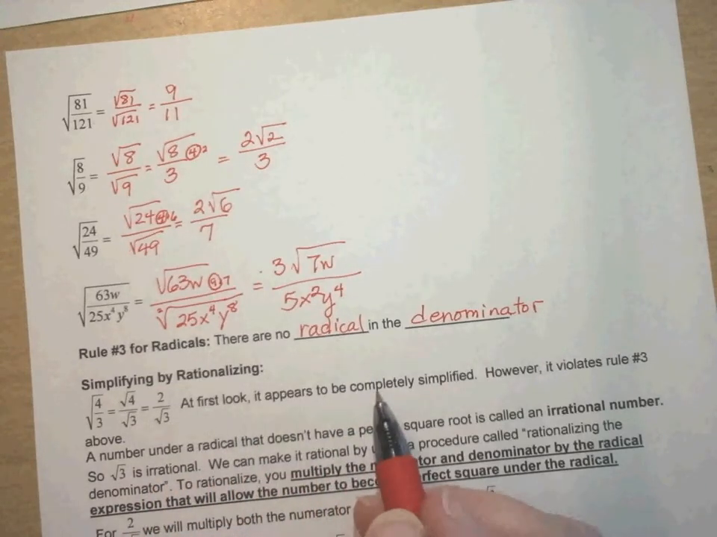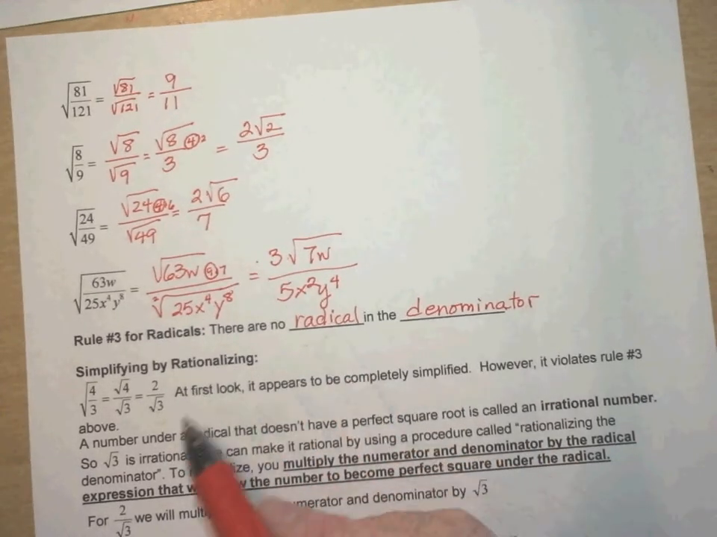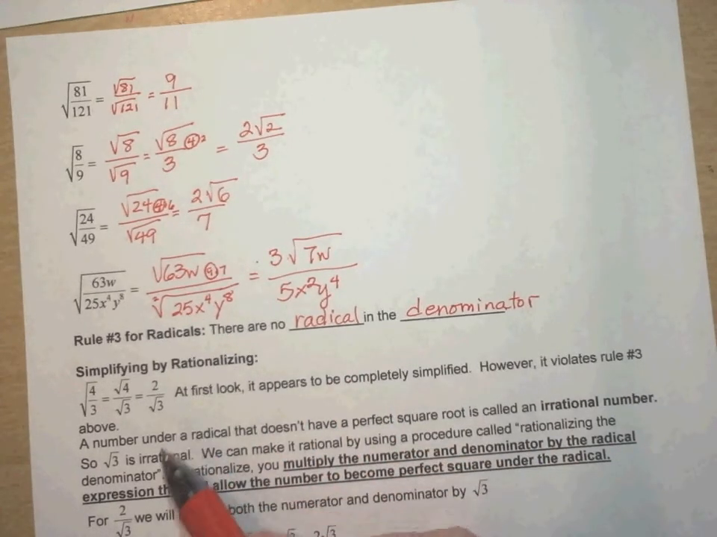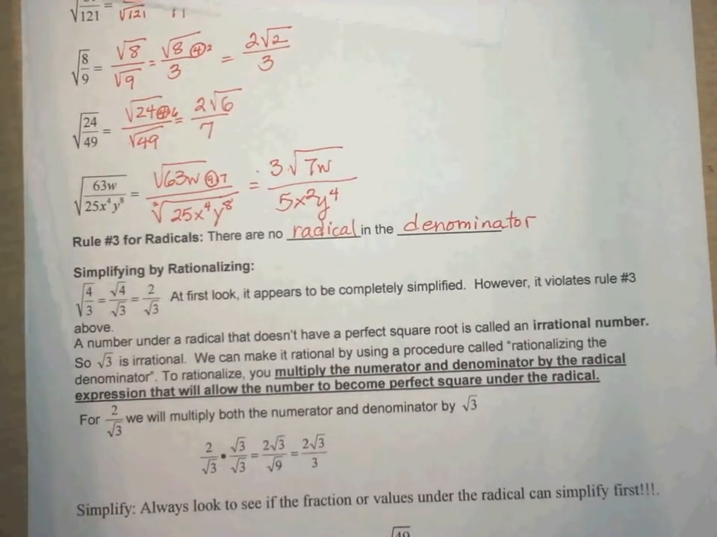So at first it looks like we're okay here, but it violates rule number 3 because we've got a radical in the denominator. So when the radical is in the denominator, we use a process that's called rationalize.